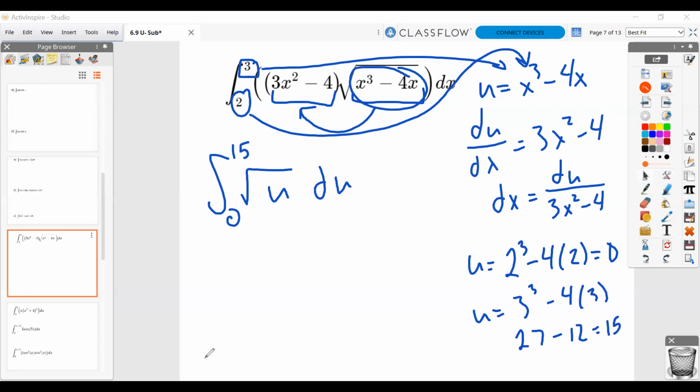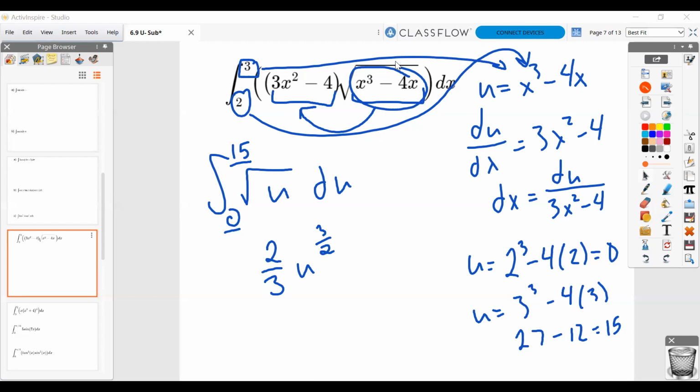The great part about this is that now we're not going to have to go back to those bounds of 2 and 3 and plug them into the new function. We're actually able to just integrate with these new bounds and use that for our new quantity. So we say, okay, well, what's the antiderivative of square root of u? That would be u to the 3 halves. And of course, we have to multiply by the reciprocal of that power, which is 2/3. Now, again, there's no plus c here because this is a definite integral, right? It is bounded.